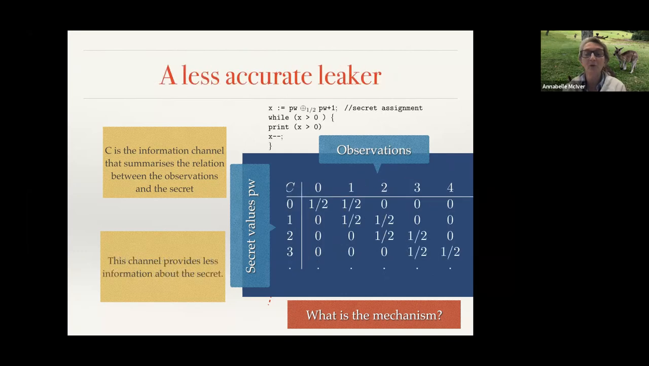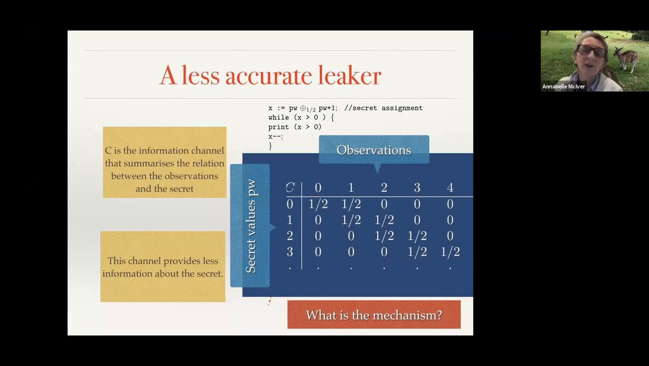But that was a bit too boring, so I invented something else which is slightly more interesting in terms of information flow. Suppose we have a second secret variable X, which we assign either the password or the password plus one, 50-50 either way. That's also going to be secret. And then we run that through the program.